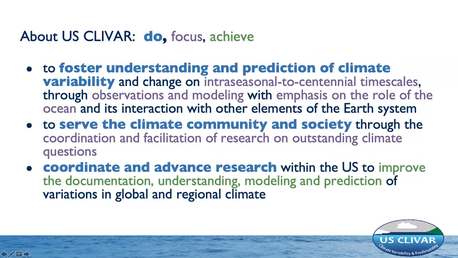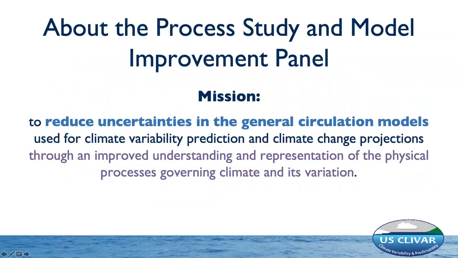We serve the climate community and society by coordinating and facilitating research on outstanding science questions, and advancing research, particularly within the US, but with international collaboration as well. Next slide. Our panel, the Process Study and Model Improvement panel, has a specific mission, which is to reduce uncertainties in general circulation models, which are used for climate variability prediction and climate change prediction, in particular understanding the interconnections within the system.